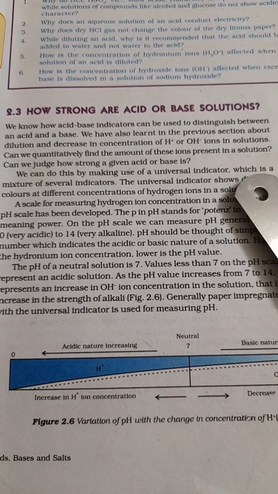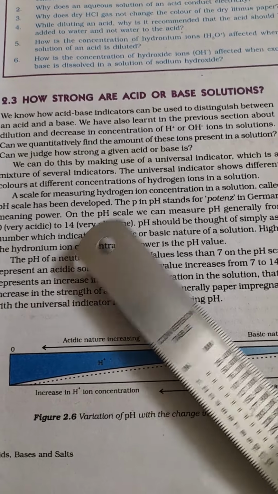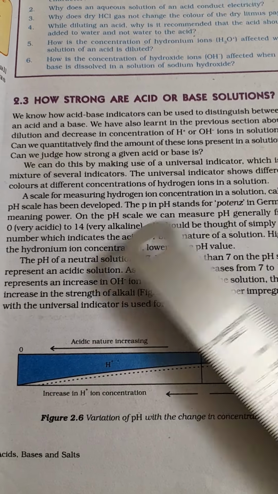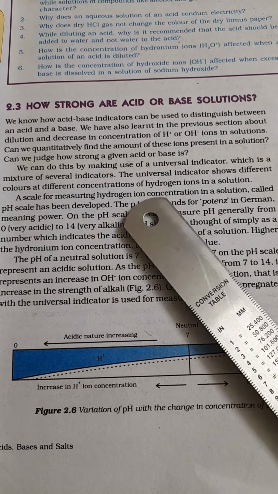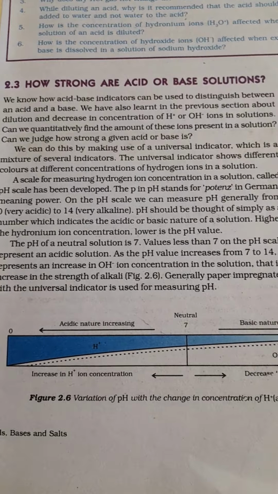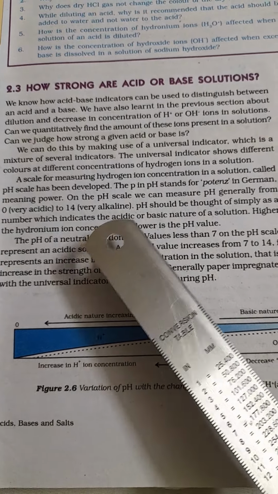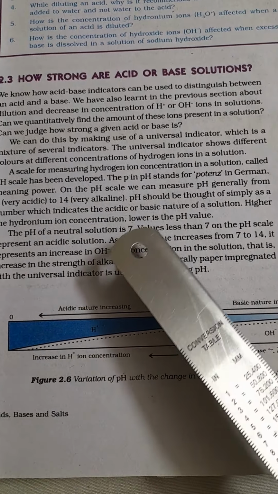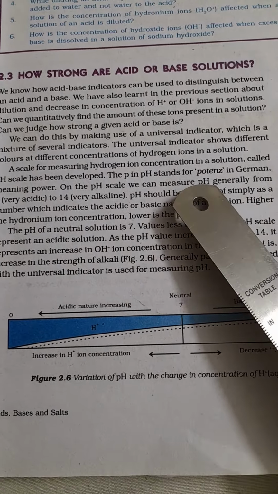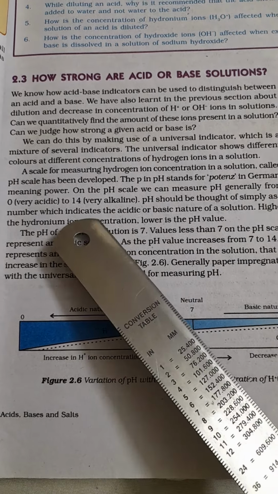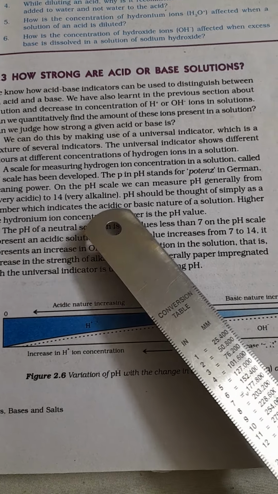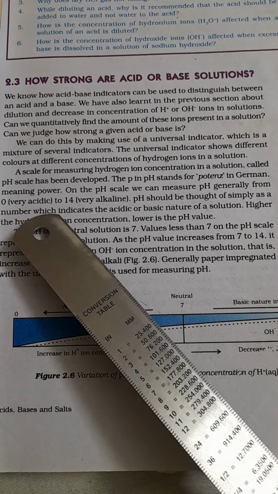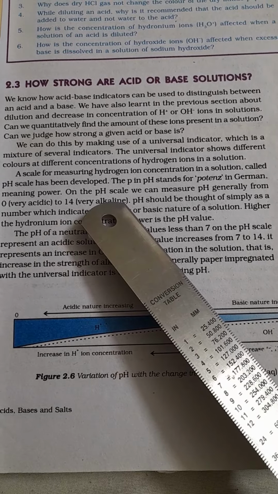What is a universal indicator? It comes for the exam mostly. That is a mixture of several indicators. So the universal indicator can show different colors for different concentrations of hydrogen ions in a solution. And there is a scale for measuring hydrogen ion concentration in a solution. It's called the pH scale, remember. And P in pH stands for potenz in German, meaning power. So on the pH scale, you can measure pH from 0, which means highly acidic, to 14, which means alkaline.